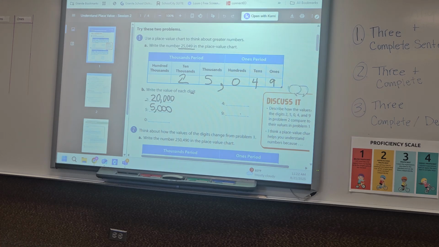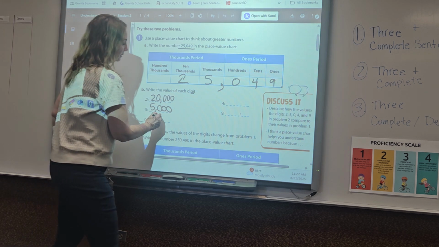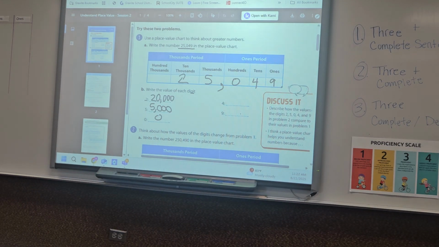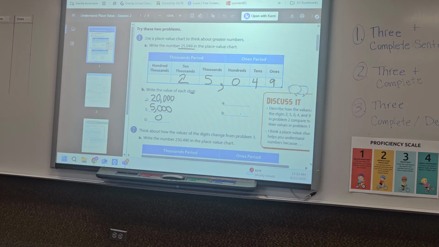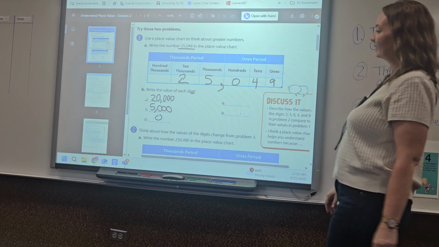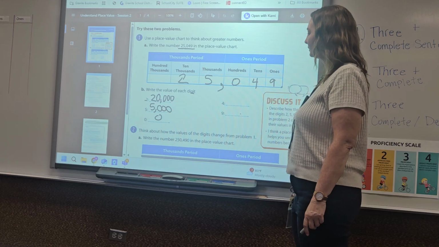Everybody, what is the value of the 0? 0. Okay, it is important that we still put the 0. And I'll show you on a few things on here why we put a 0.